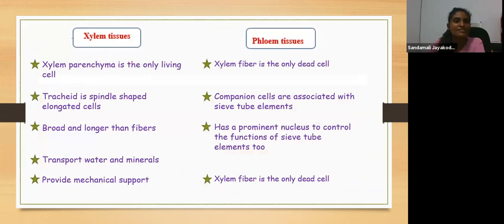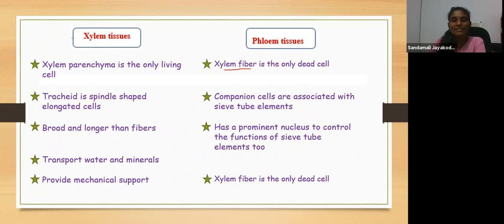And then there are some other differences between xylem tissue and phloem tissue. Xylem parenchyma is the only living cell in xylem tissue. That is the only living cell. All other cells, that means tracheids, xylem vessel elements and xylem fibers, are dead cells. In phloem tissue, the phloem fiber is the only dead cell. All other cells are living cells.